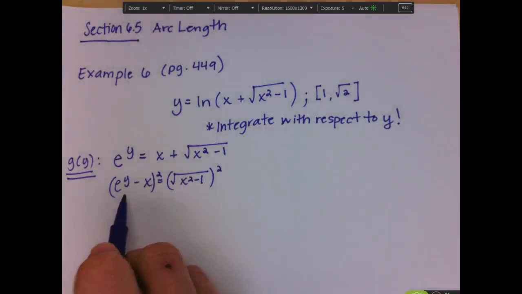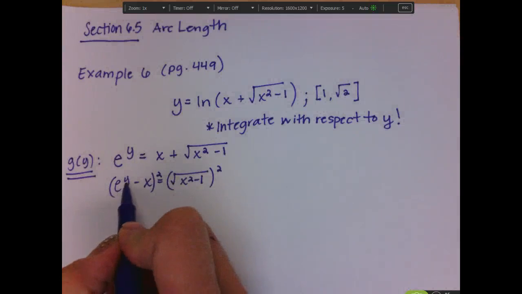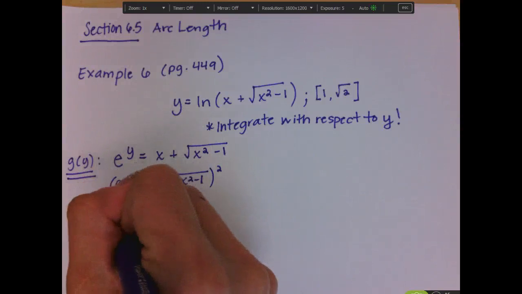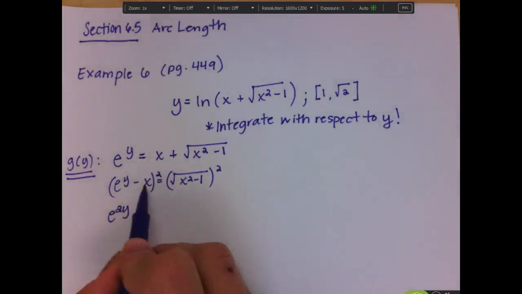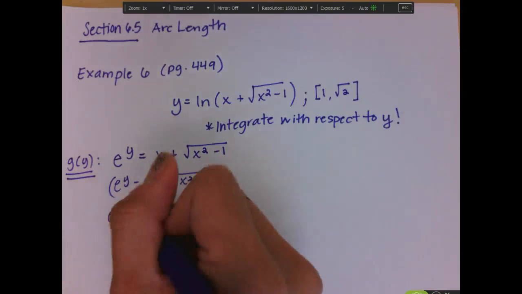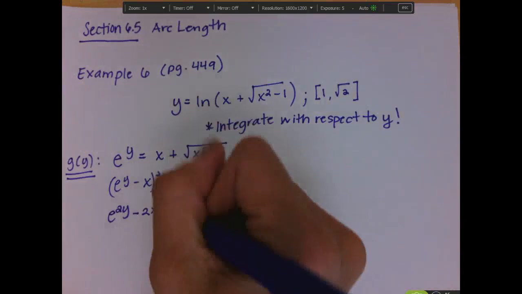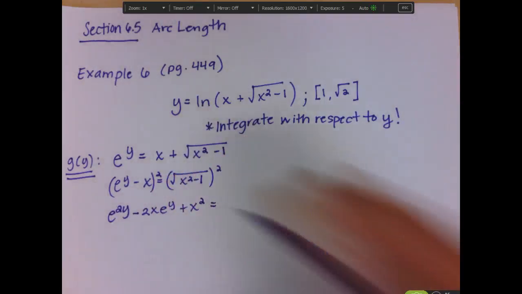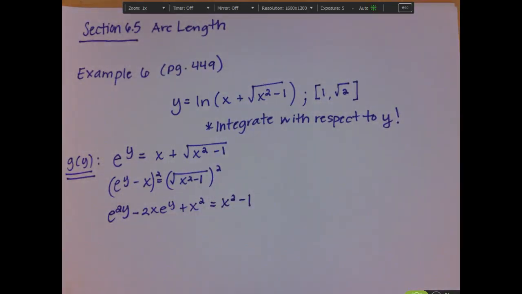On the left side here, I have a binomial that's being squared, so I have to use the FOIL method. e to the y times e to the y is e to the y squared, which is the same as e to the 2y. So remember your power rules and your exponential rules. Here I'll have x times e to the y, and then another negative x times e to the y, so that'll be negative 2x times e to the y. And then lastly, I'll have a positive x squared. Squaring the right side is much easier because the square and the square root cancel each other out, which was the goal in the first place.